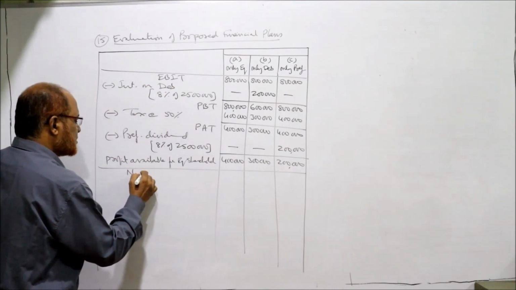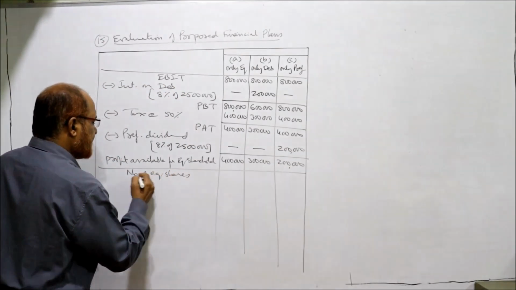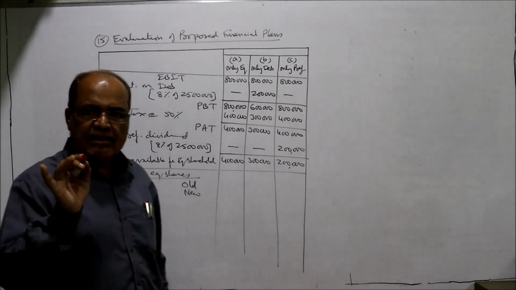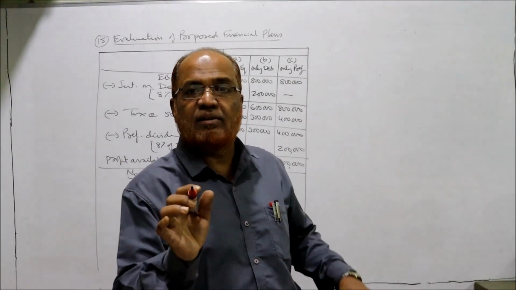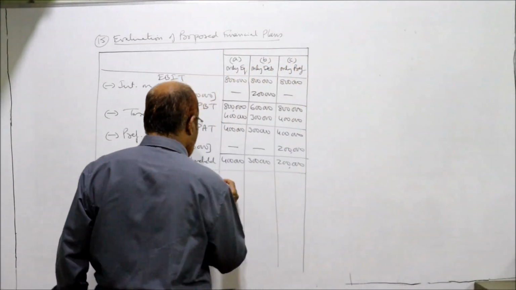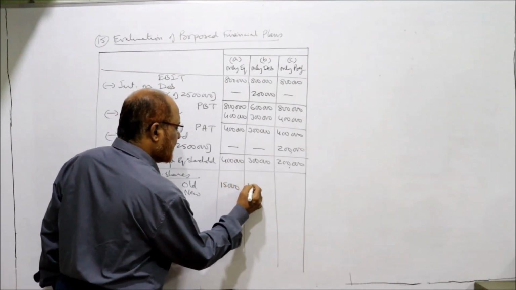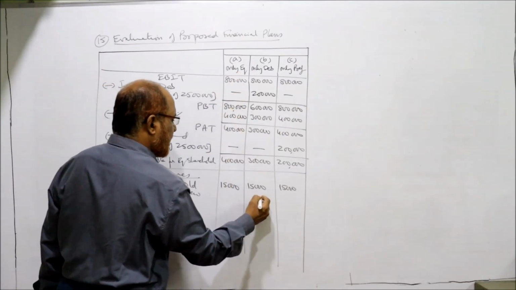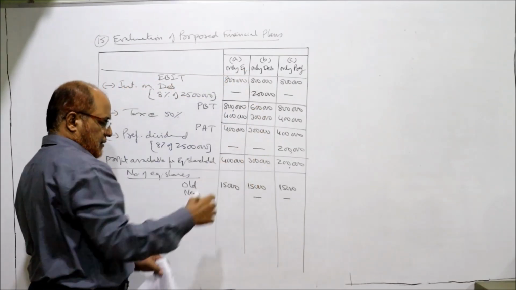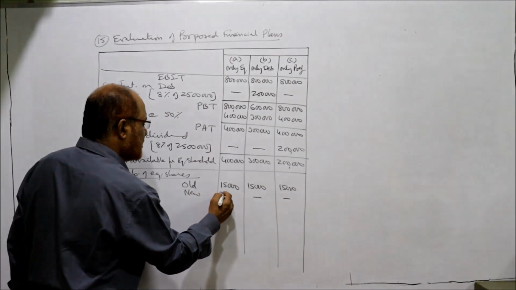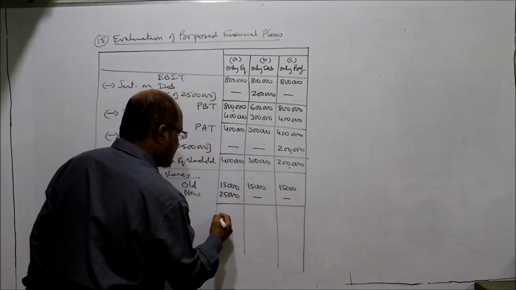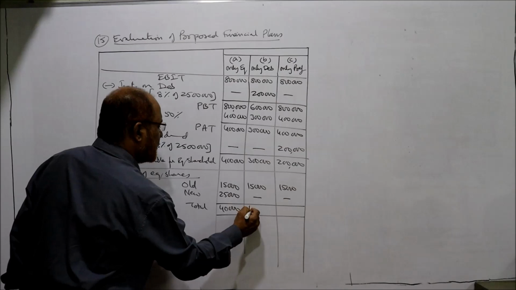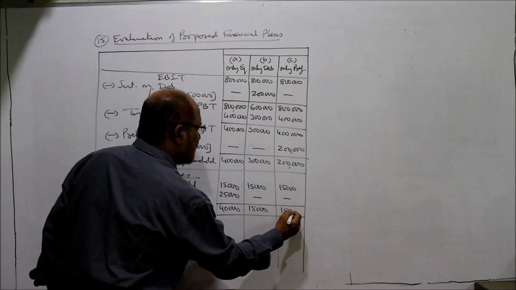Number of equity shares. Number of equity shares will take the old as well as new. Existing equity shares in this problem are given as 15,000. So first we take 15,000 in all; the old ones remain as they are. Now new equity shares will be there only in the first plan. Second and third plan we don't have equity. So first plan total 25,000 equity shares are issued. Total it is 40,000, 15,000, 15,000.